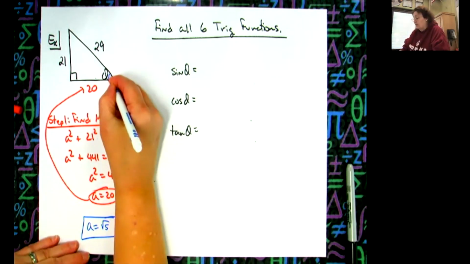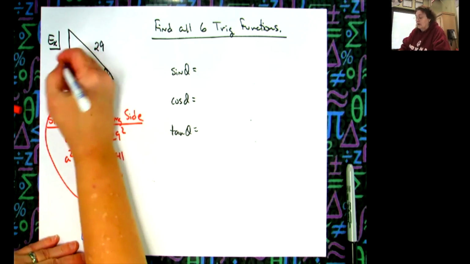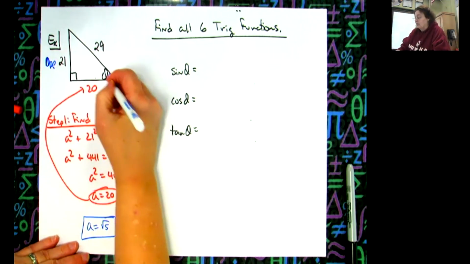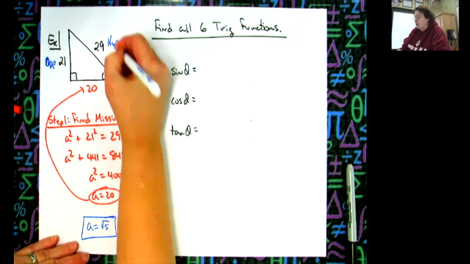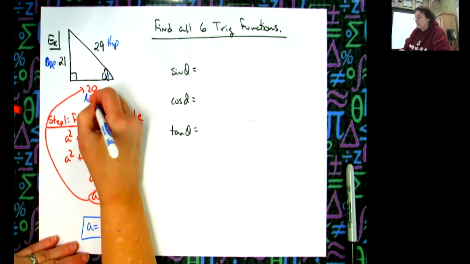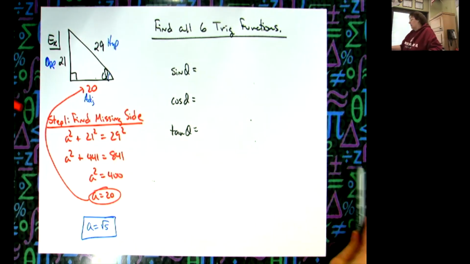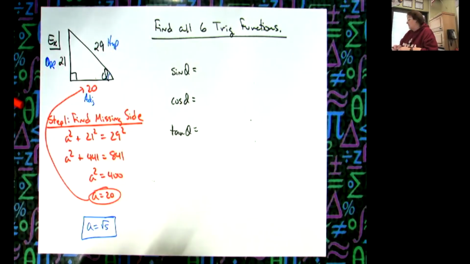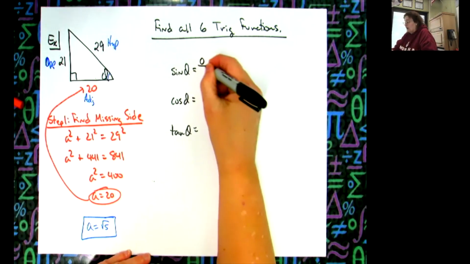If this is my reference angle, then that means this side over here is my opposite side. This is my hypotenuse side. And this one, since it's right next to it, has to be the adjacent side. So sine is opposite over hypotenuse. I'm going to go ahead and write that so we remember: O over H.